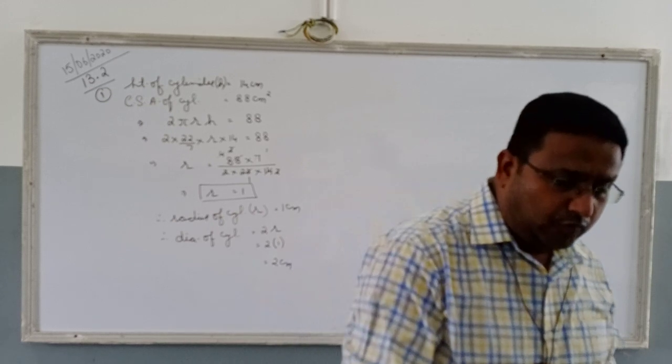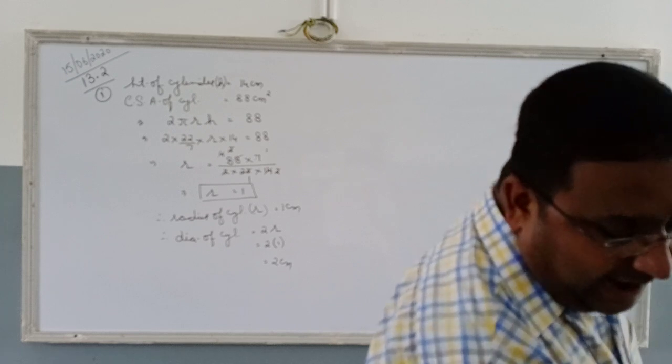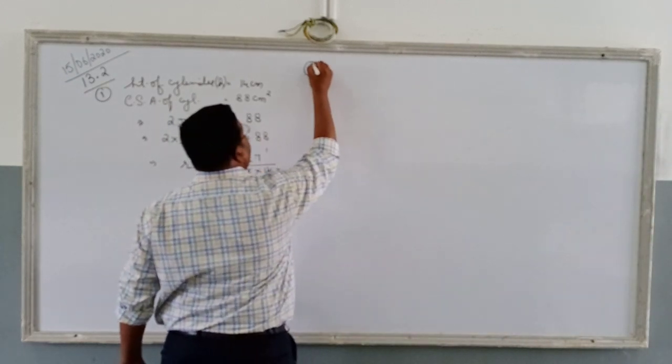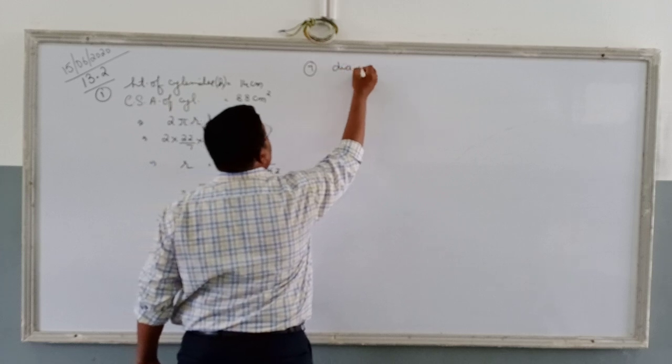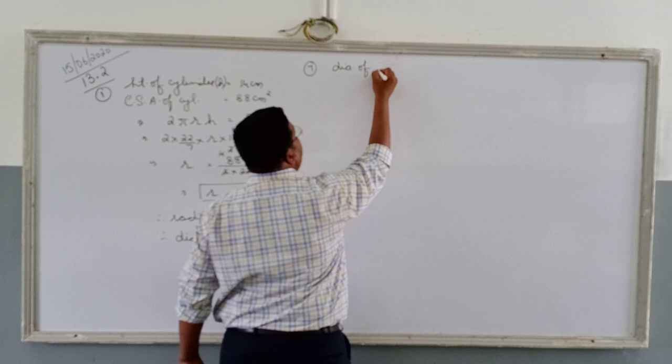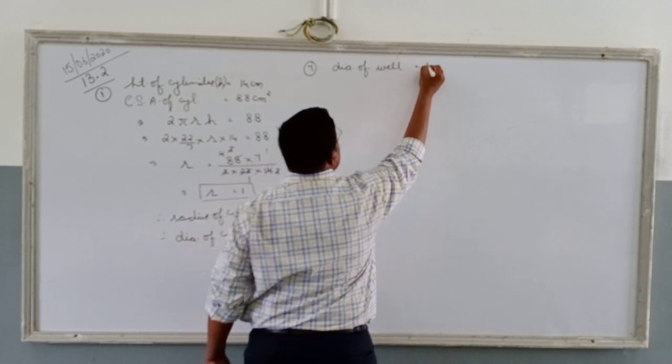What does he say? He says the diameter of the well and the height of the well. Question number 7. First of all, diameter of well is equals to 3.5 meter.